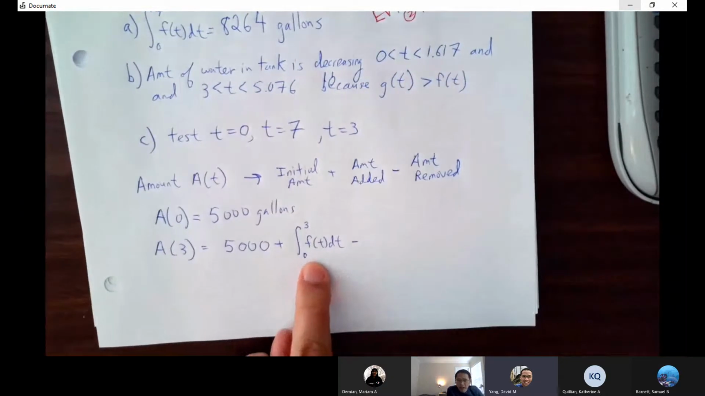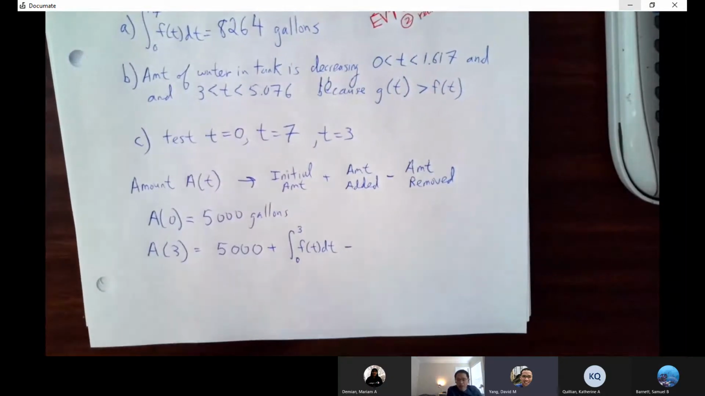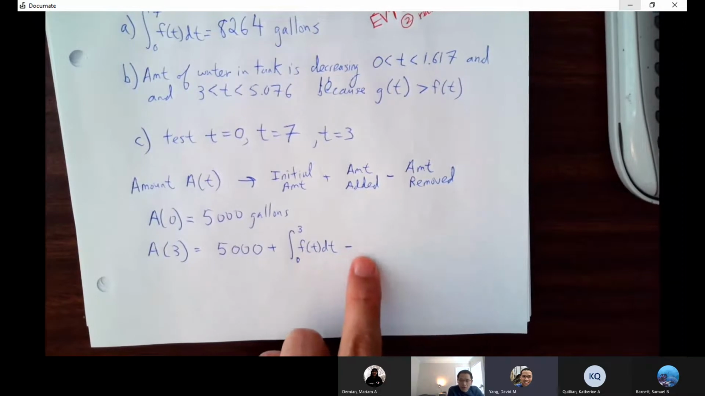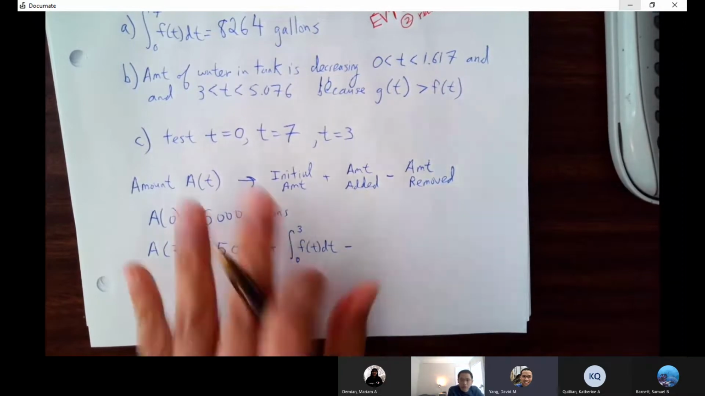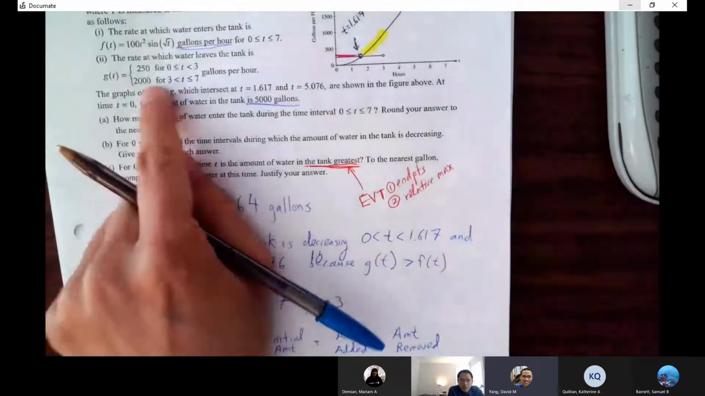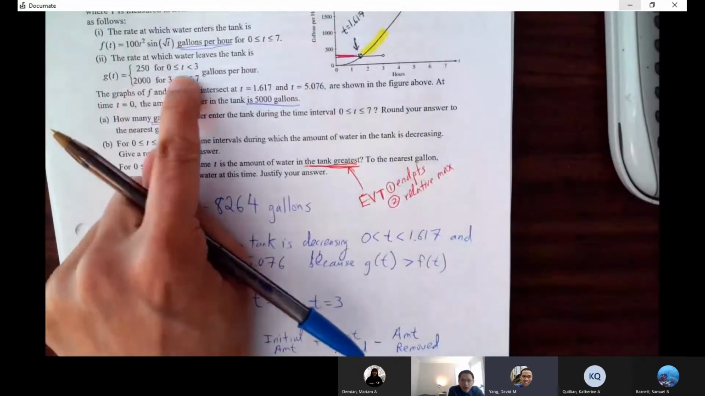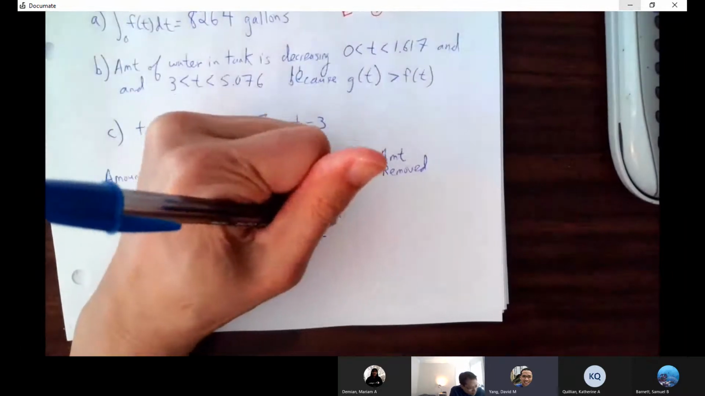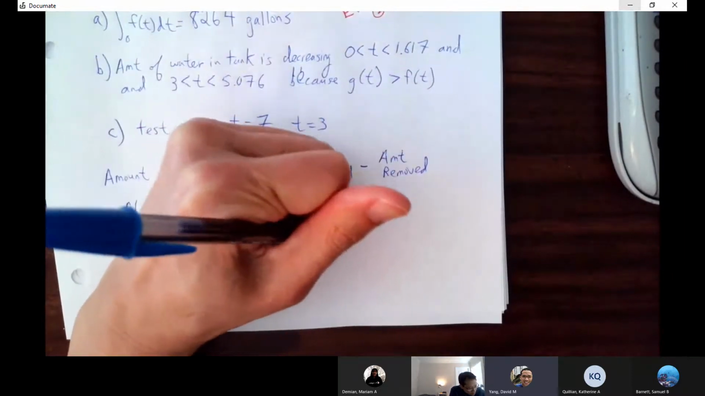So this is how much water is accumulated based off of how much has entered into the tank. But then we also are removing a certain amount. We're removing 250 gallons per hour in that 3-hour period. So we need to include that as well. So we can either think of it as the integral from 0 to 3 of 250.